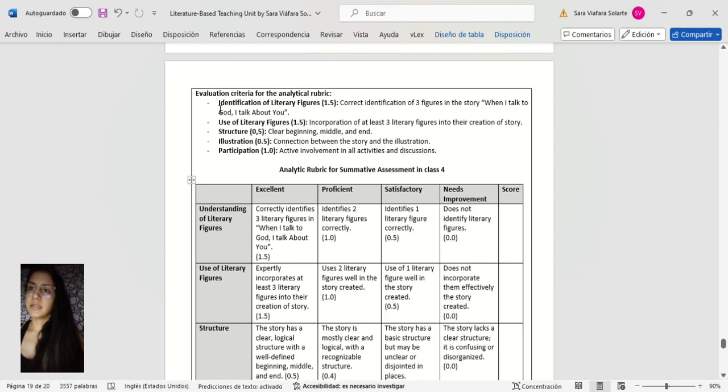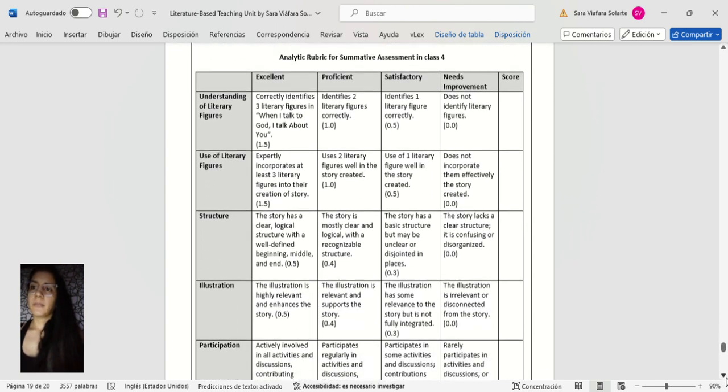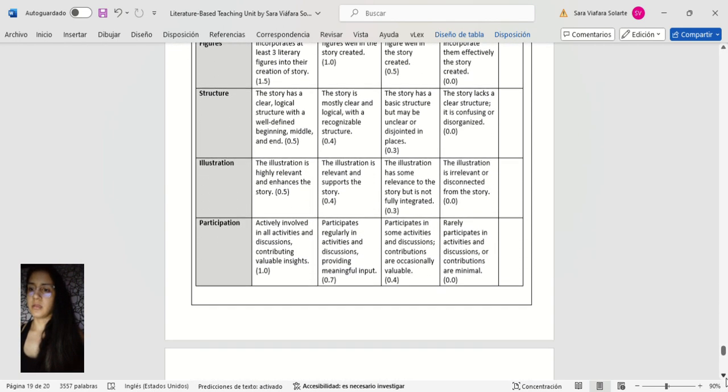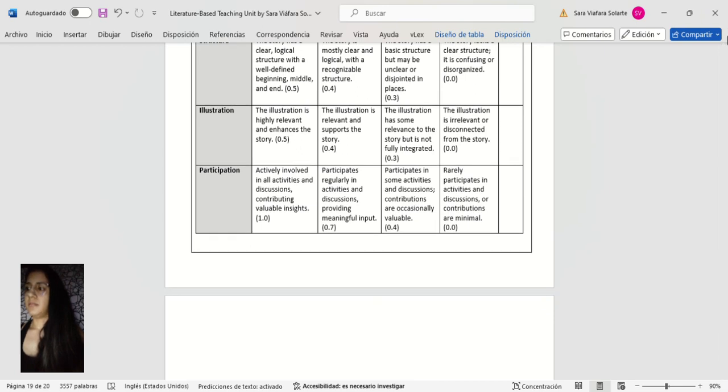The criteria have their points, let's say. So this is the maximum for structure, this is the maximum for illustration. So in this way is this rubric. That will be all.